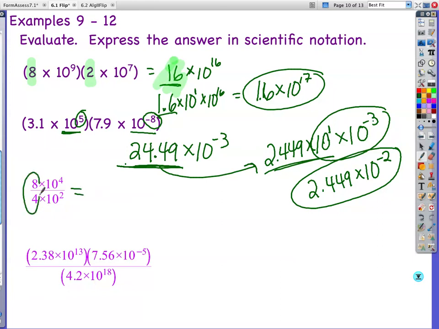All right, over here, 8 divided by 4. That's crazy. You can do that. Take this little piece and divide it. You get 2. And when I'm dividing with like bases, guess what I do? I subtract my exponents. So I have 4 minus 2 is 2. And there it is, scientific notation.